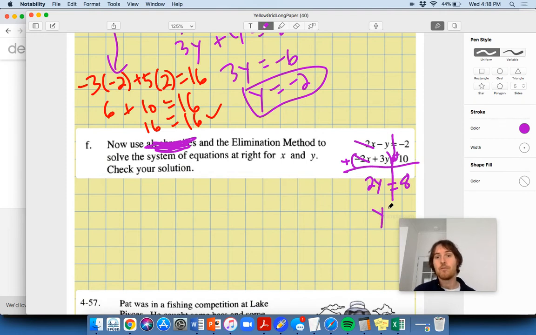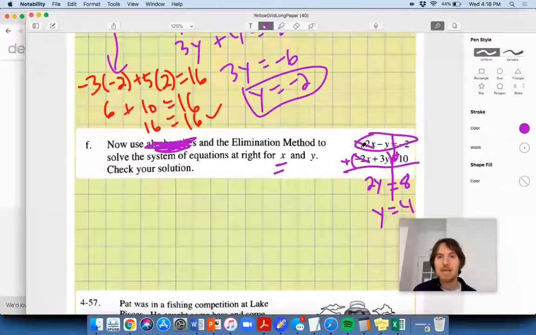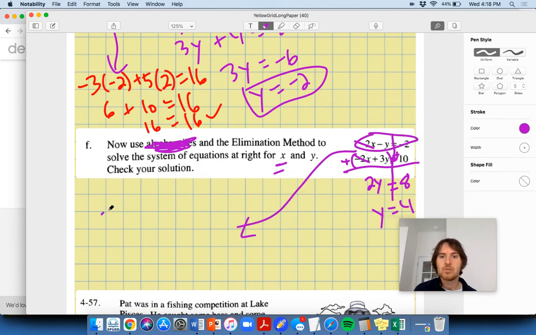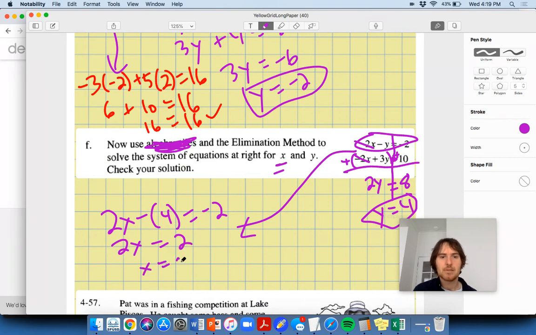Y is going to equal 4, right? Because 2 times 4 equals 8, or divide both sides by 2, and 8 divided by 2 is 4. So we get 4 for y, and now we got to get x. So I'm going to go back to one of my original equations, and take this one right here. I'm going to do 2x minus 4 for y. That's equal to -2. So I get 2x, add 4 to both sides, and I get positive 2. Divide both sides by 2. I get x equal to 1.